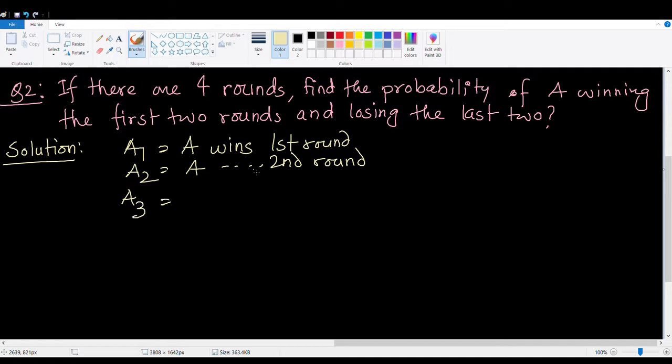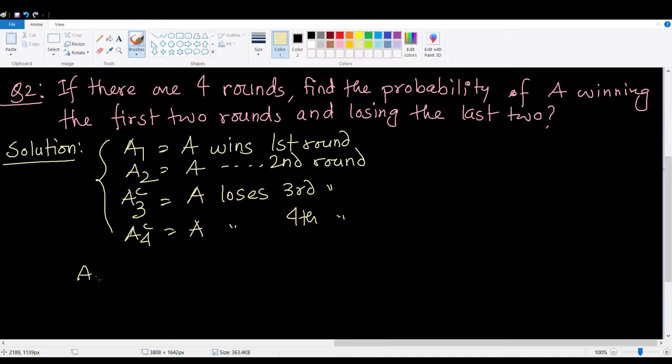A3 would mean A wins the third round, and A3C will mean that A loses the third round, and A4C will do the same for round 4. Okay, so we want all these 4 events to happen together. So the intersection of A2, A3C, and A4C. The probability of it is what we are looking for.